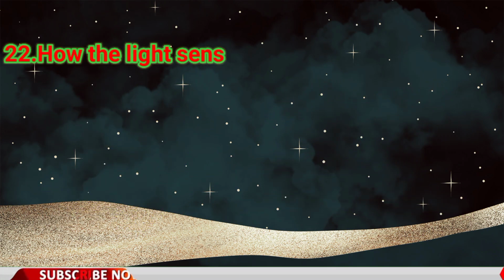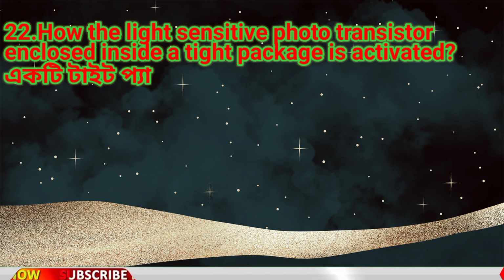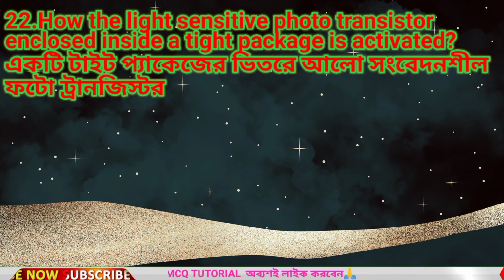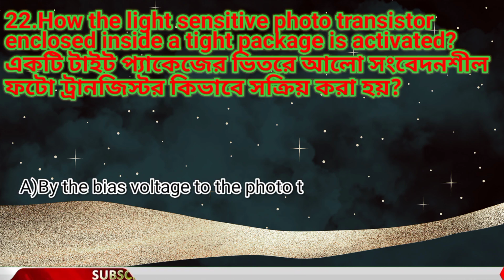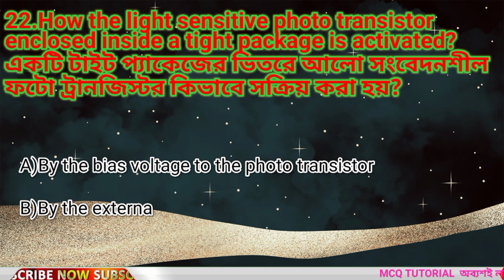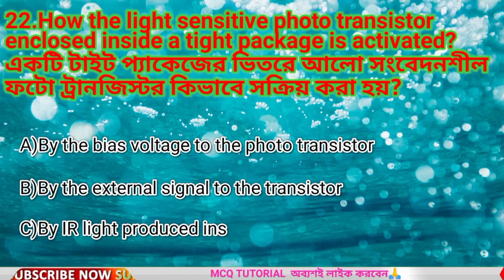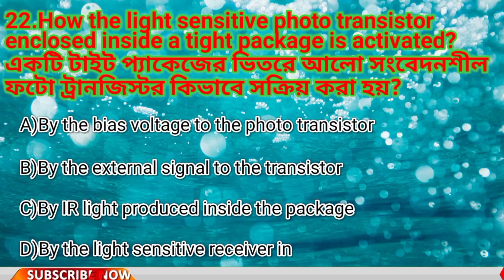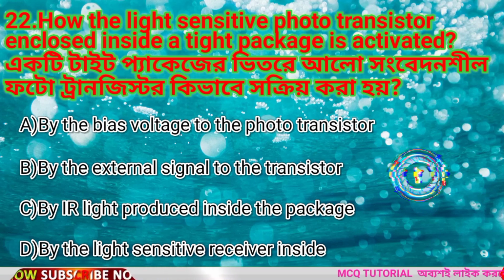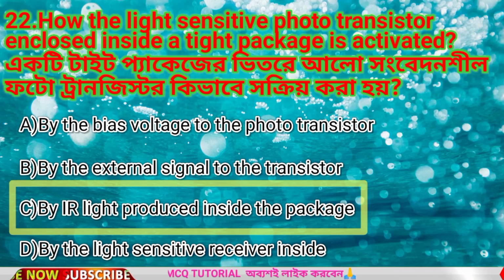How the light sensitive phototransistor enclosed inside a tight package is activated? Option A by the bias voltage to the phototransistor. Option B by the external signal to the transistor. Option C by IR light produced inside the package. Option D by the light sensitive receiver inside. উত্তর হবে অপশন সি বাই IR light produced inside the package.